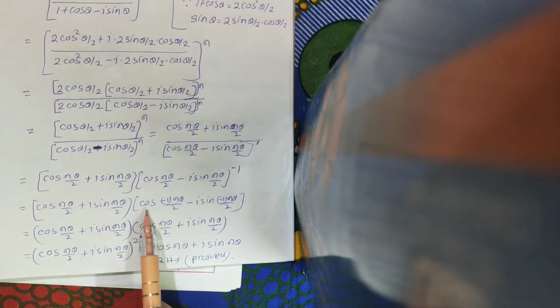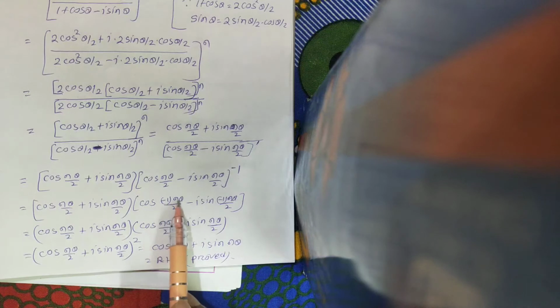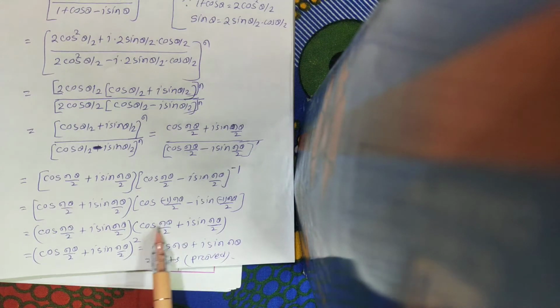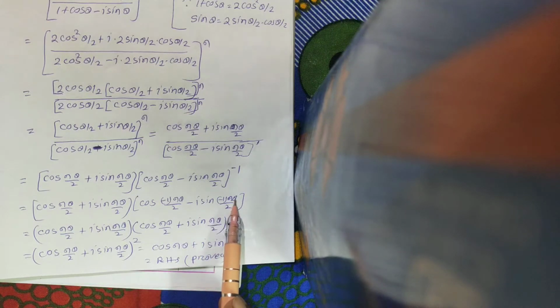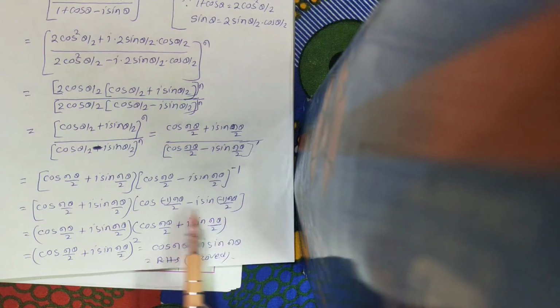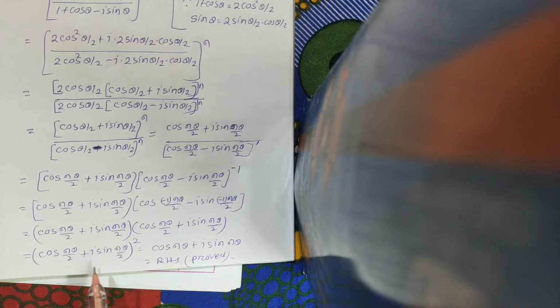Why? Because we know that cos of -nθ/2 is cos nθ/2, and sin of -nθ/2 is -sin nθ/2. So the minus becomes a plus here.